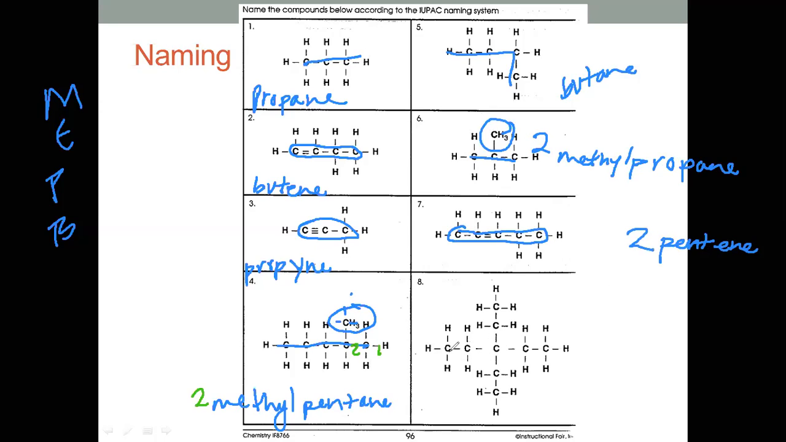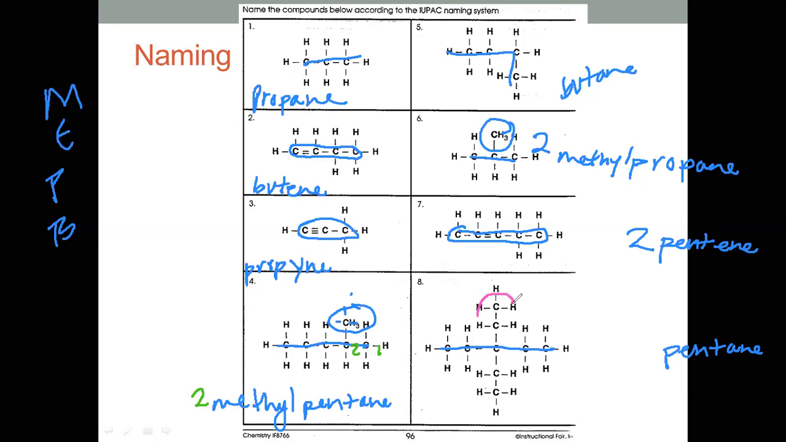Okay, last one. 1, 2, 3, 4, 5, or it could have been 1, 2, 3, 4, 5. Either way, it's easiest if you go in a straight line. Okay, so that's pentane. All right, and then what in the world is this business here?